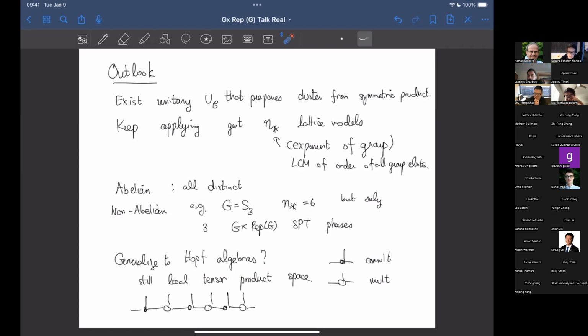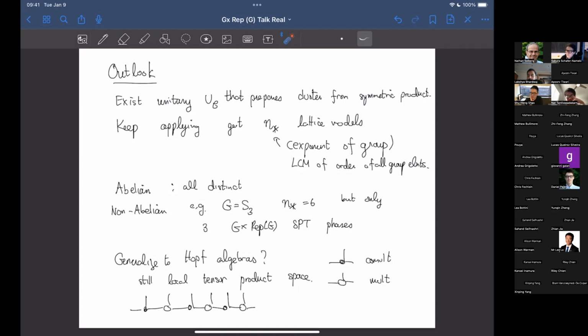Yeah. Right here, it's kind of interesting that your setup is clear that there's a product state invariant under G times rep G. So it's hard for me to believe that's always the case. When that's not the case, I guess we cannot even say what is a trivial SPT and what is not. Right. Yeah, I think it's worth thinking about.